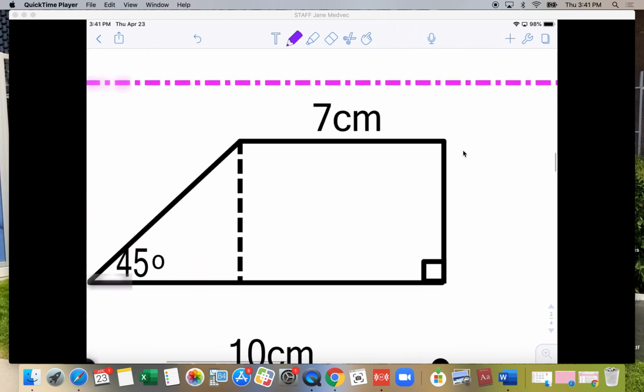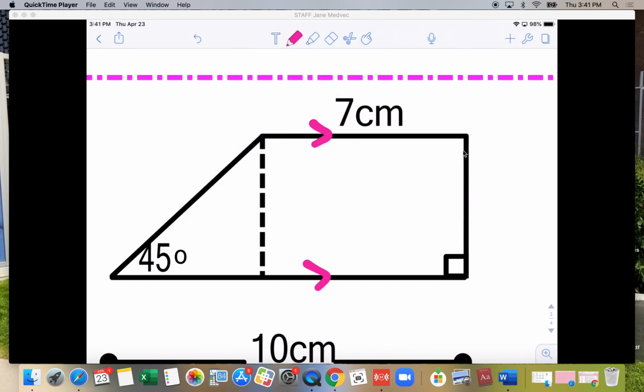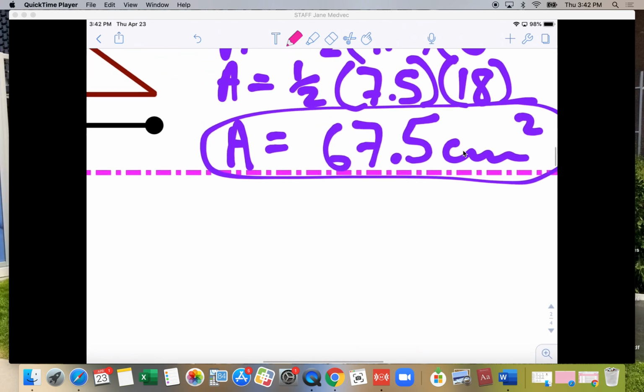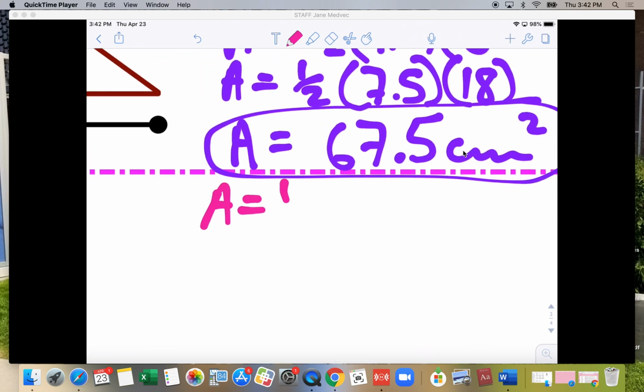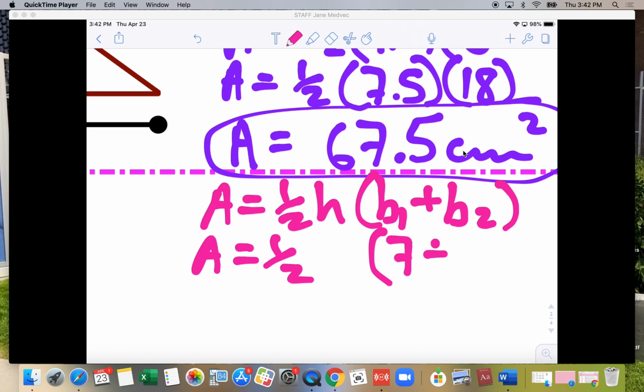All right, let's take a look at this next figure. Again, I have base 1 and base 2, but you're going to notice that I have no measure here, no measure here, and I don't even have a height. That's going to cause a bit of a problem, but let's grab the formula. I know it's a trapezoid, so A equals 1/2 H, B1 plus B2. On this one I don't have the height. I do have the bases: one base is 7 and the other base is 10.